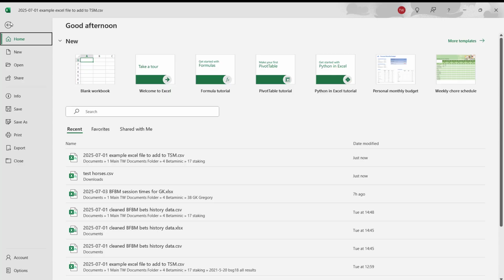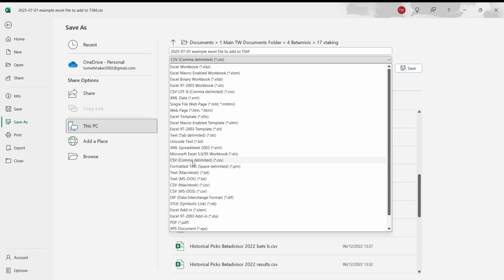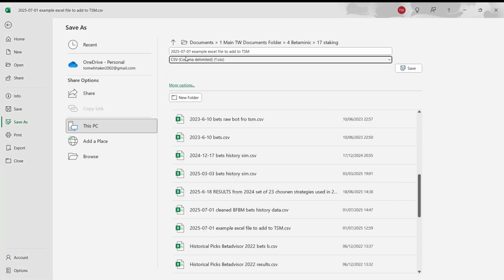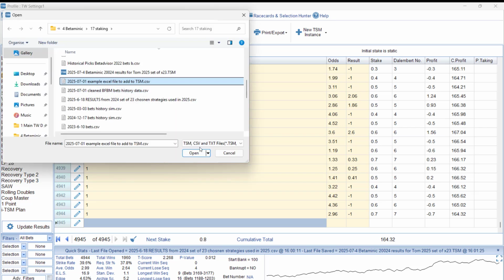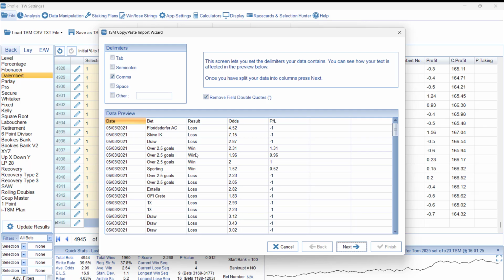That's all it needs. And if you're using Excel, you'd take the file and save it as a CSV file, comma delimited. That's what TSM needs to import them. So you save your file as a CSV file, and then you close the file in Excel, because TSM cannot import files that are open. And then you just go to load file, load TSM CSV file, find the file that you created, click open, and then here it'll show you what the data it's found looks like.